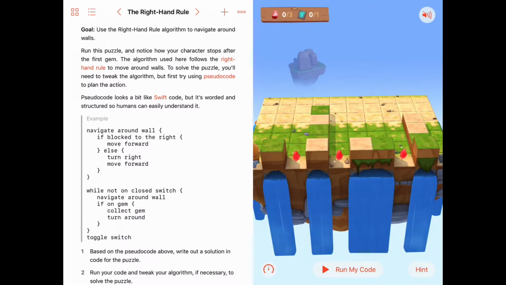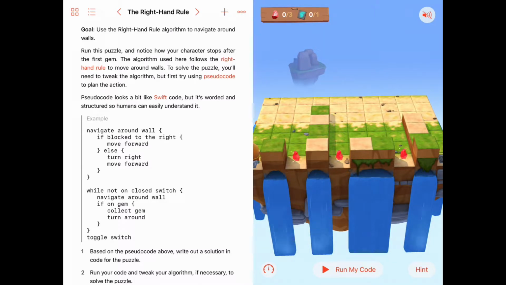Okay? All right. So navigate around wall is just a simple procedure that says, as long as we can reach out and we know there's a wall on our right, we'll move forward. If a wall is not on our right, then we're going to turn to the right and go find that wall so that we can again sort of catch up with it and have our right hand touching it again.